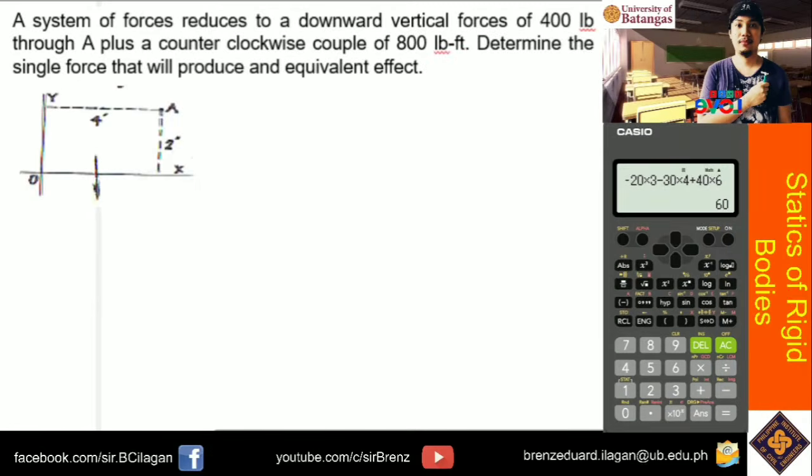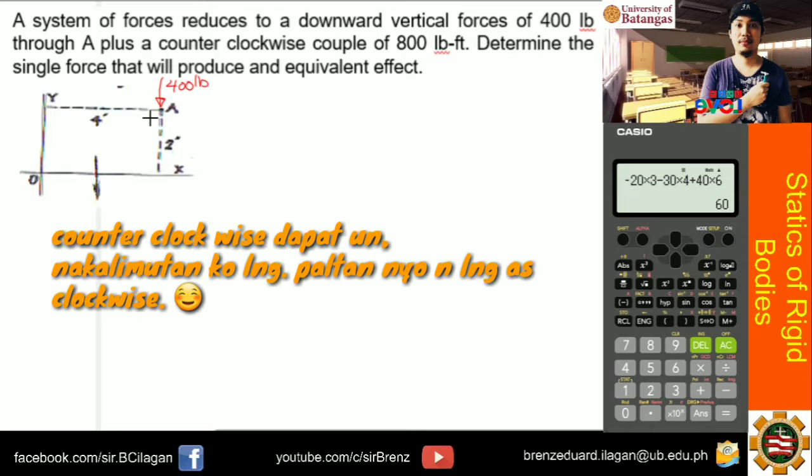Okay, so next problem natin, basahin natin guys. A system of forces reduces to a downward vertical forces of 400 pound through point A plus a counterclockwise couple of 800 pound-feet. Determine the single force that will produce an equivalent effect. So guys, ang sinasabi lang dito is that sabi at point A meron ka daw na downward vertical force of 400 pound. At the same time, dyan sa point A na yan, meron ka daw clockwise couple o meron kang moment dito.